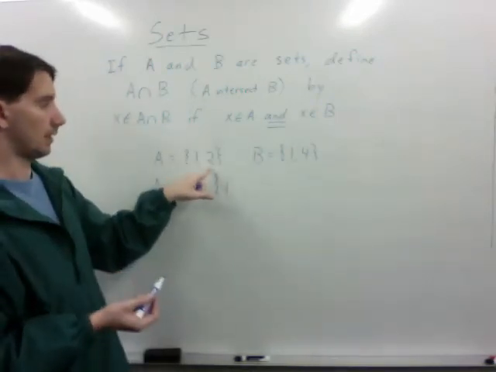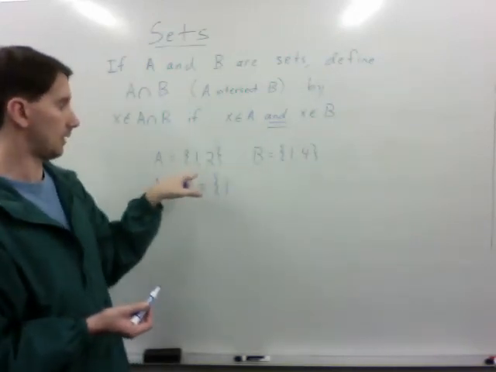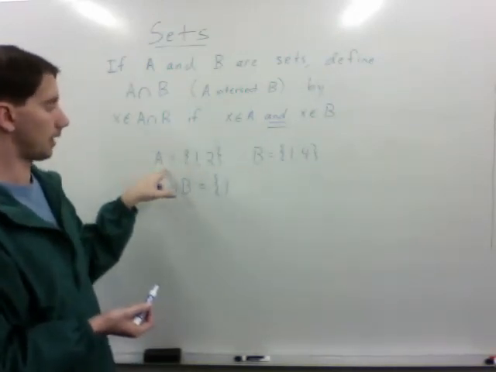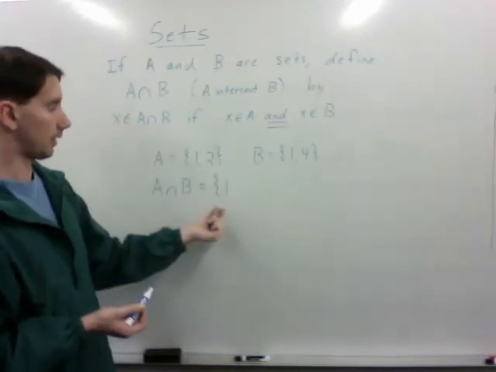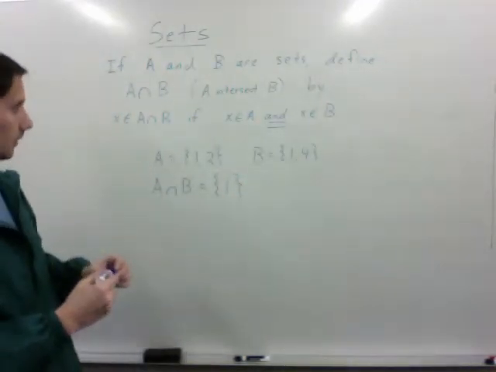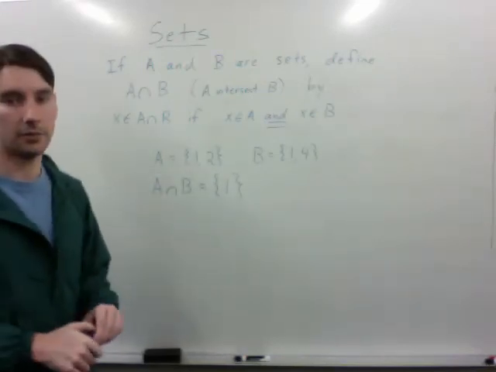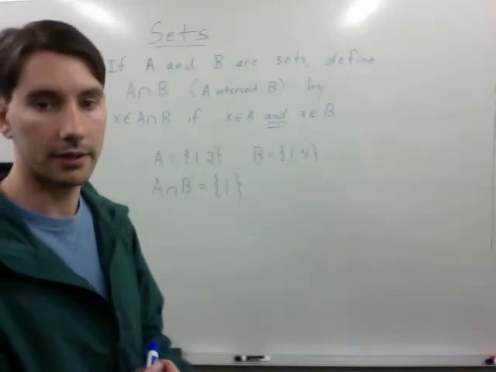2 is in A, but we can't say 2 is in A and B because 2 is not in B. Likewise, we can't say that 4 is in A and B because 4 is not in A. So the only thing we're actually going to count is 1. The intersection of A and B is {1}. That's where the 2 sets overlap. Hopefully this is pretty basic for you guys. You should have gotten comfortable with this last semester.